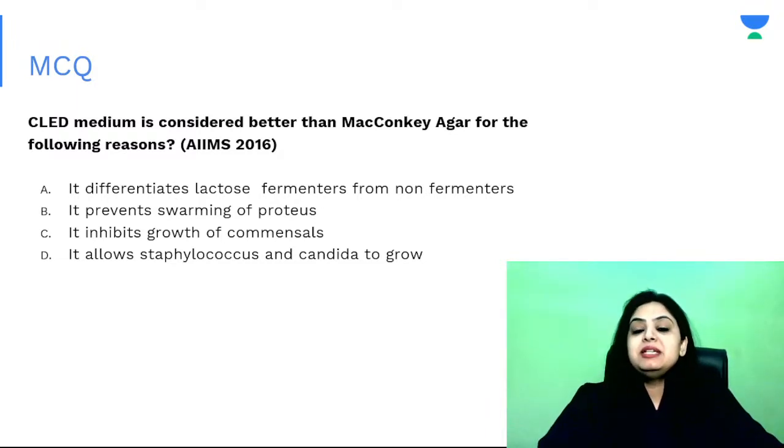So, Cled medium. Cled medium is considered better than McConkey agar for which of the following reasons? It differentiates lactose from non-lactose fermenter, prevents swarming, inhibits the growth of commensals, or it allows staph and candida to grow. So I think I've started getting the right answers. The reason that Cled is considered better is going to be option number D. So I'll come back to this question. First, I want you to look at both of these, Cled and McConkey agar.